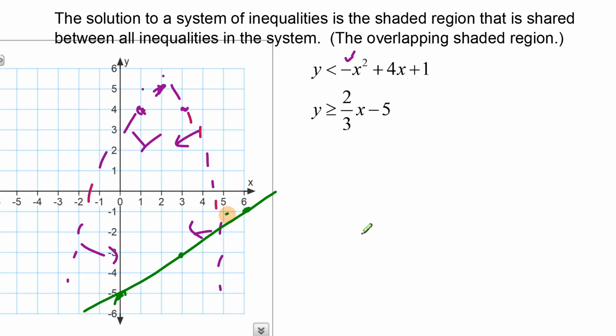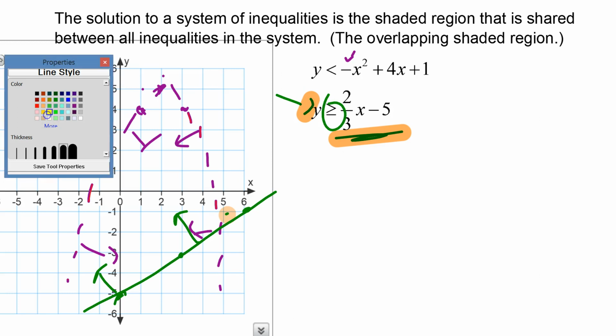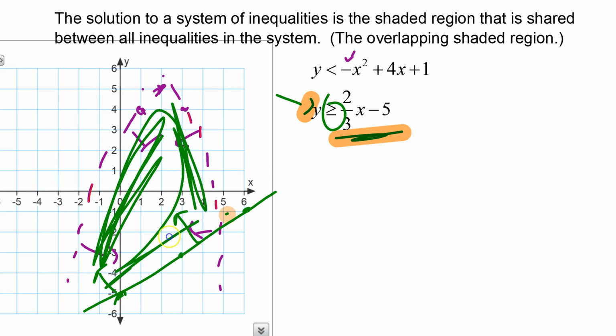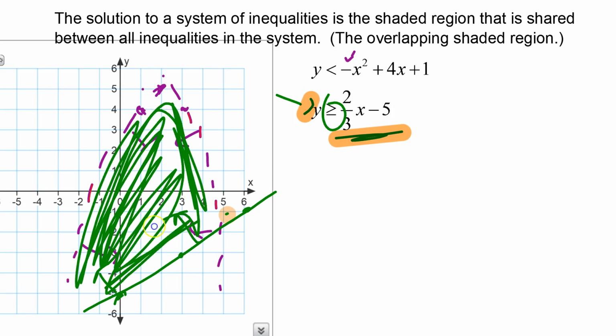Now to figure out the shading for the line, I want to shade all the y values that are greater than the line, so that means above the line. If this is my line, that would be up here, correct? So what that means is the shaded region that overlaps between my parabola and my line would be this shaded region right in here. Would you agree? I wanted to use my highlighter, but my computer doesn't want to work, but you would get something that looks like this. And I've just done a system of inequalities with a line and a parabola.